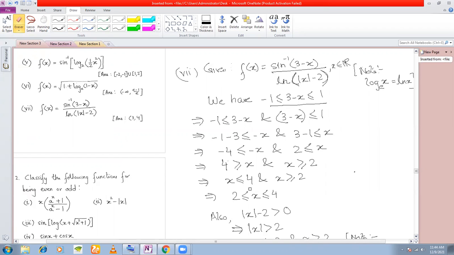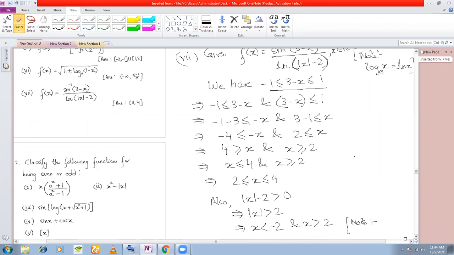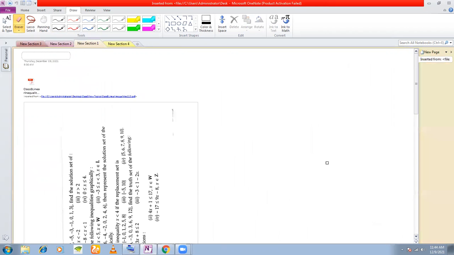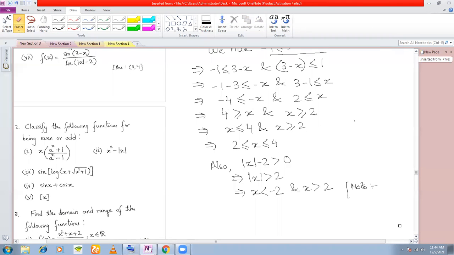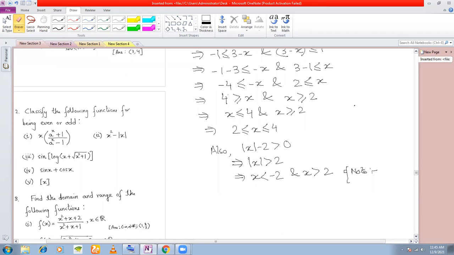Now the next restriction I told you was that mod x minus 2 greater than 0. Now I told you there's a small explanation that needed to be done here. So let's say I say here that mod x minus 2 greater than 0 means mod x greater than 2. That means x must be less than -2 and x must be greater than 2. So how am I getting this here? Okay, take note of this. If you want to solve any equation involving mod, this is the kind of approach that you will follow.